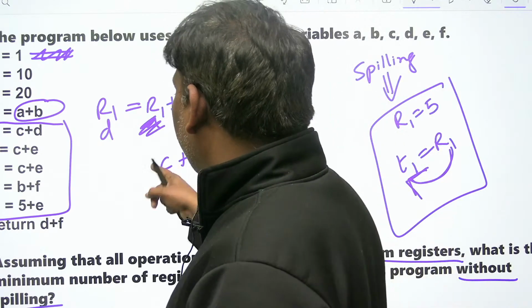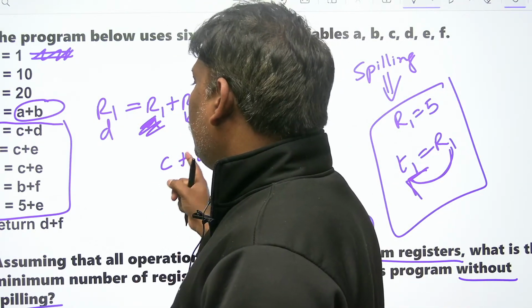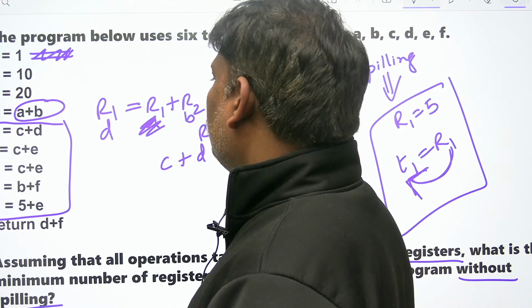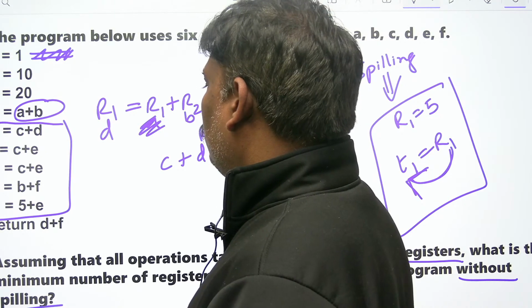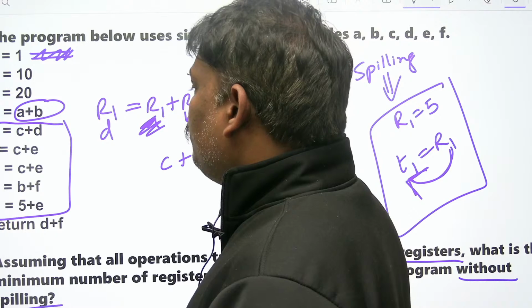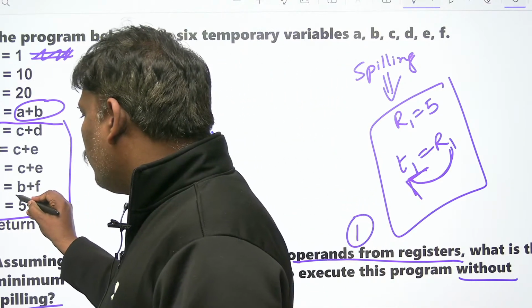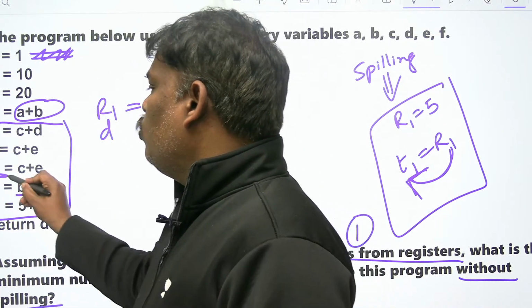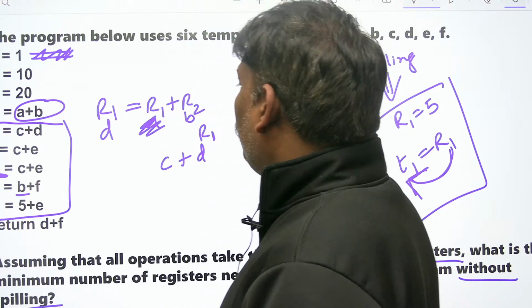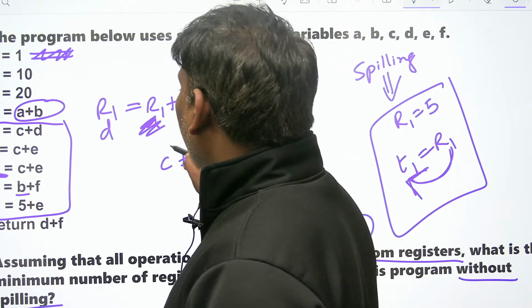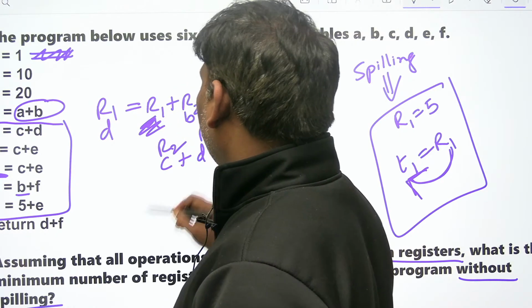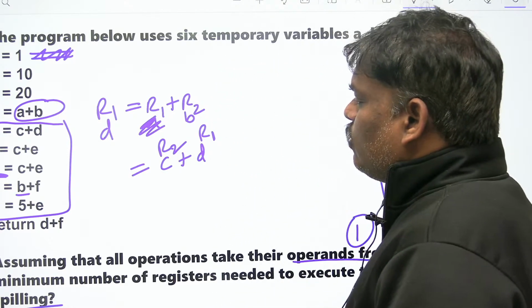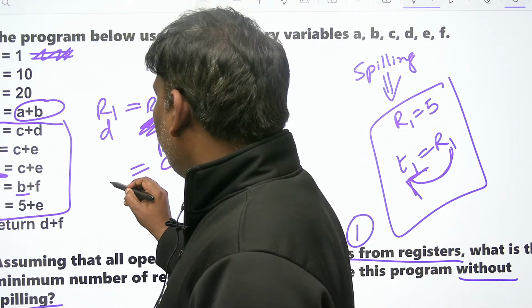I want to do C plus D. D is R1. C, which one can I keep it in? Can I keep it in the R2 place? It means I will lose B. Is B required further? This is the new B, B is changing. I think no one is using B. I think you can use R2 right here, which will be R1 plus R2, which will go to E.